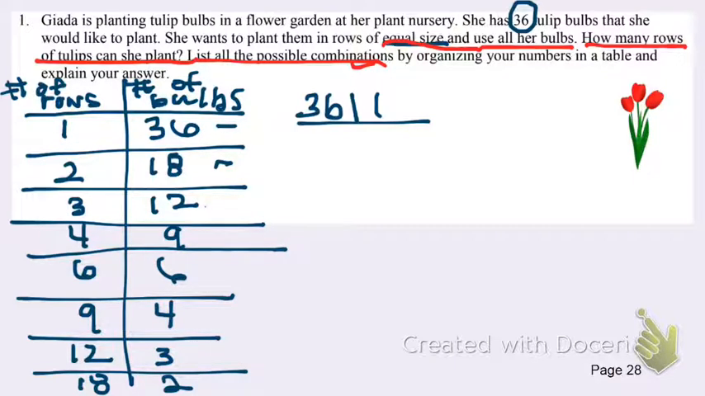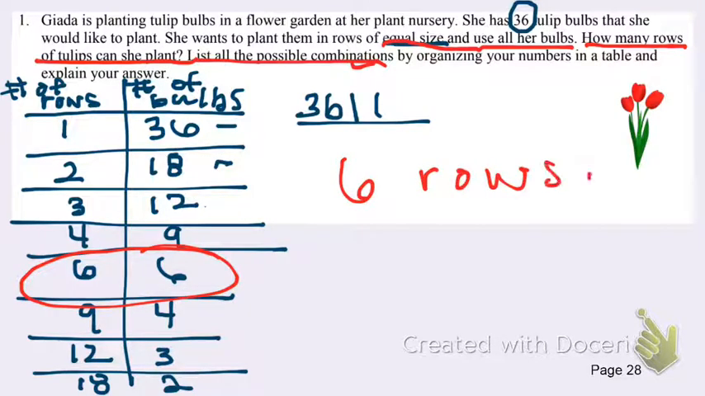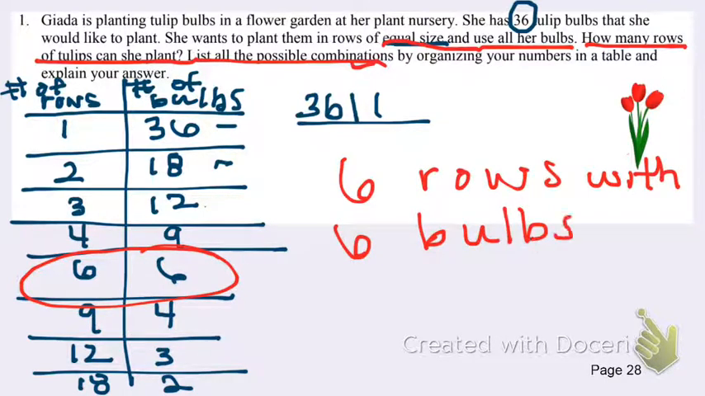1 and 36, those are not equal. 2 and 18, that's not equal. 3 and 12, that's not equal. 4 and 9, that's not equal. 6 and 6, so we would have 6 rows of 6. So the answer would be 6 rows with 6 bulbs in each row.